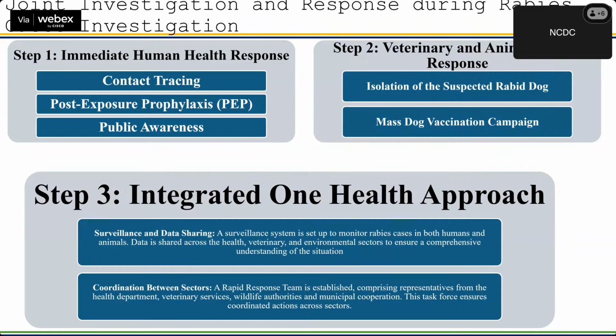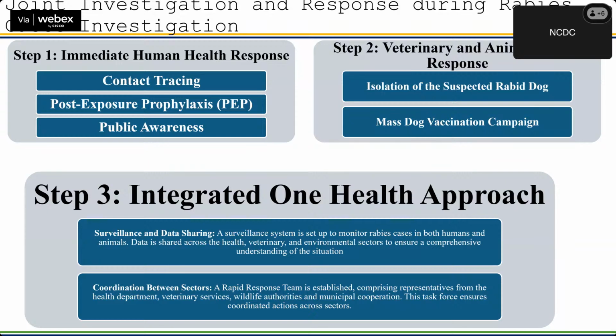If there is an animal rabies case, in that scenario, the response is isolation of the suspected rabid dog and undertaking a mass dog vaccination campaign. So these are isolated but linked activities by the human health and the animal health sectors. And what is the integrated One Health operation? These sectors are expected to share routine information from their surveillance systems. Each sector has its own surveillance system, and data sharing parameters have been identified, and they are expected to regularly share that information with each other, and undertake the subsequent public health interventions.